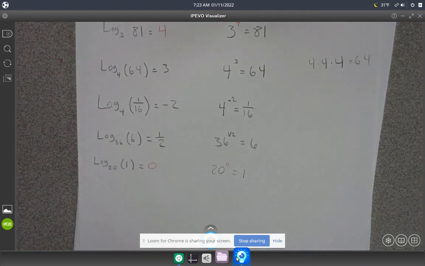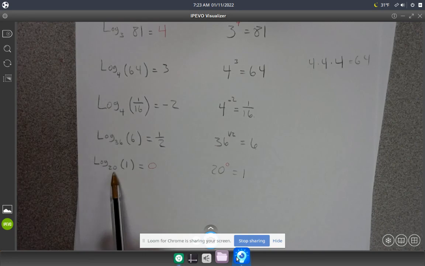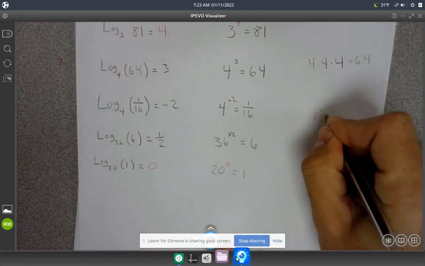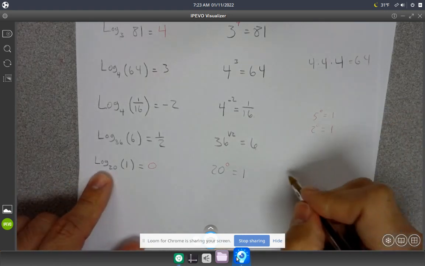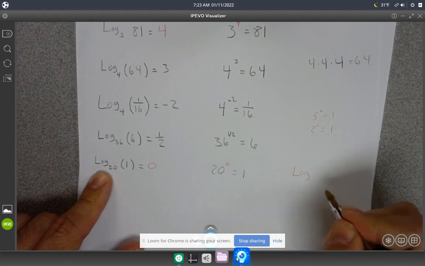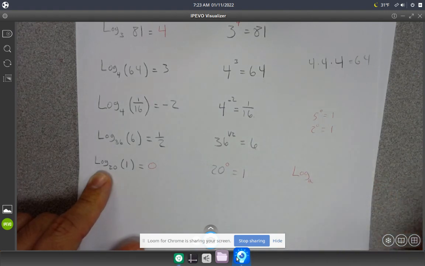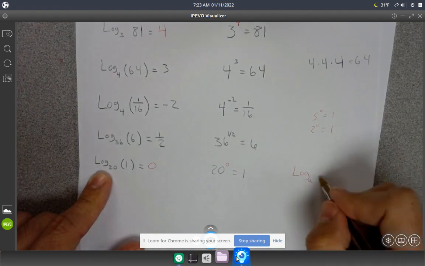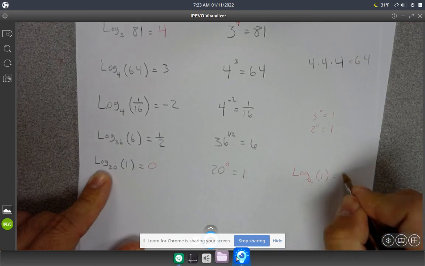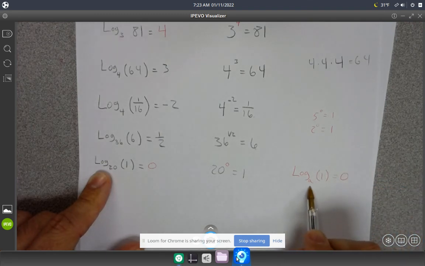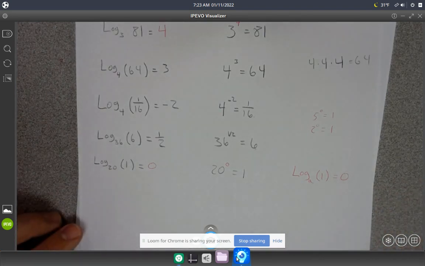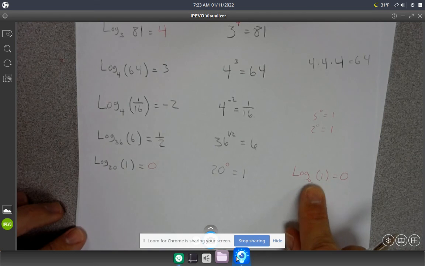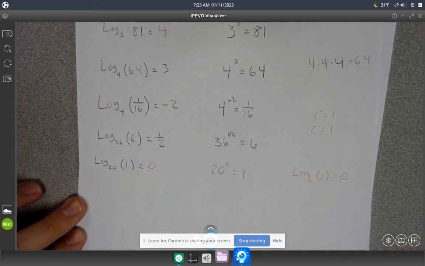Now this is actually going to be true no matter what the base is, because 5 to the 0 is equal to 1, 2 to the 0 is equal to 1. So in fact, no matter what your base is, log base anything of the number 1 will always equal 0. All right, this is one of those special relations that you'll want to memorize. Anytime you're taking the log of 1, you're going to get 0 as your answer.